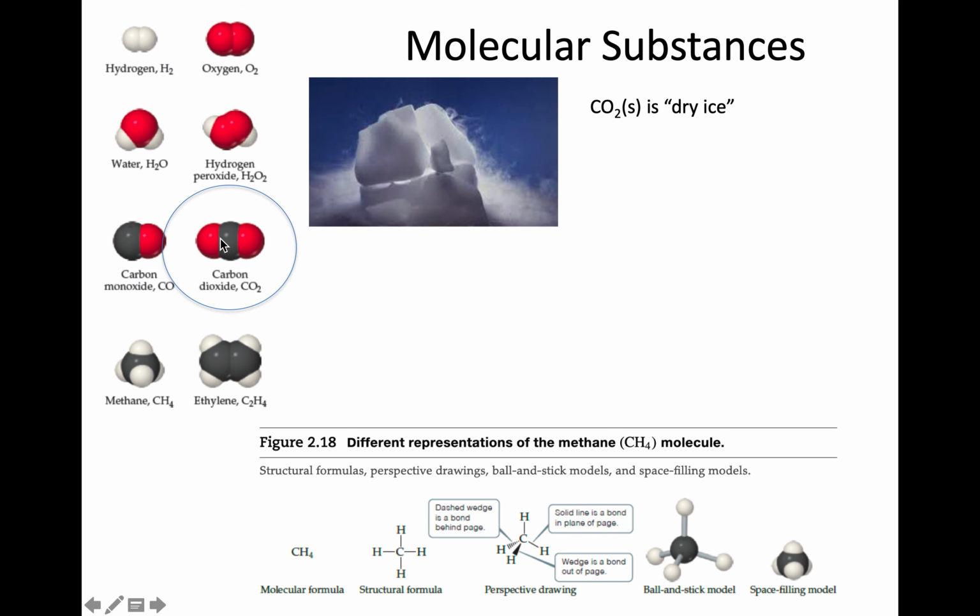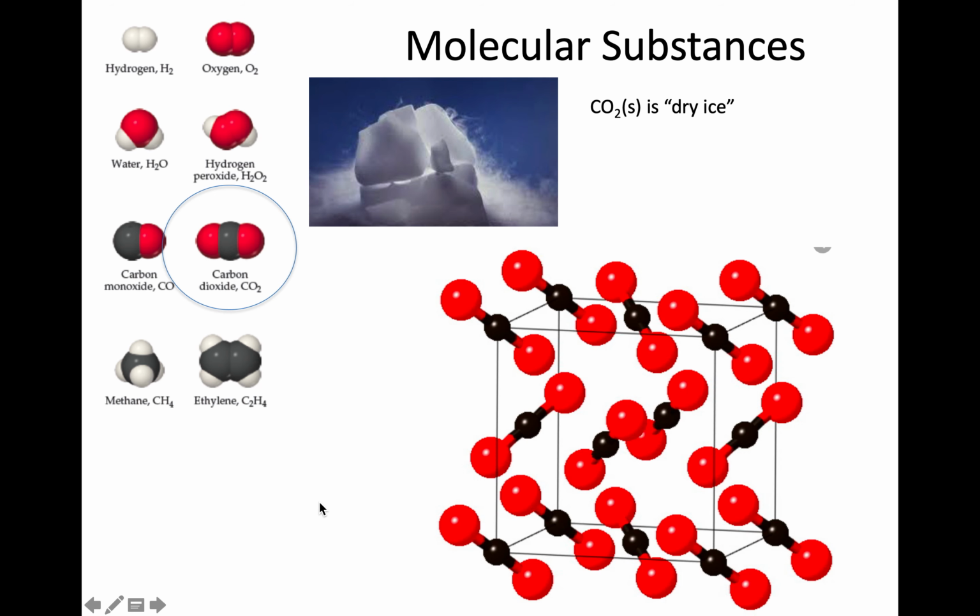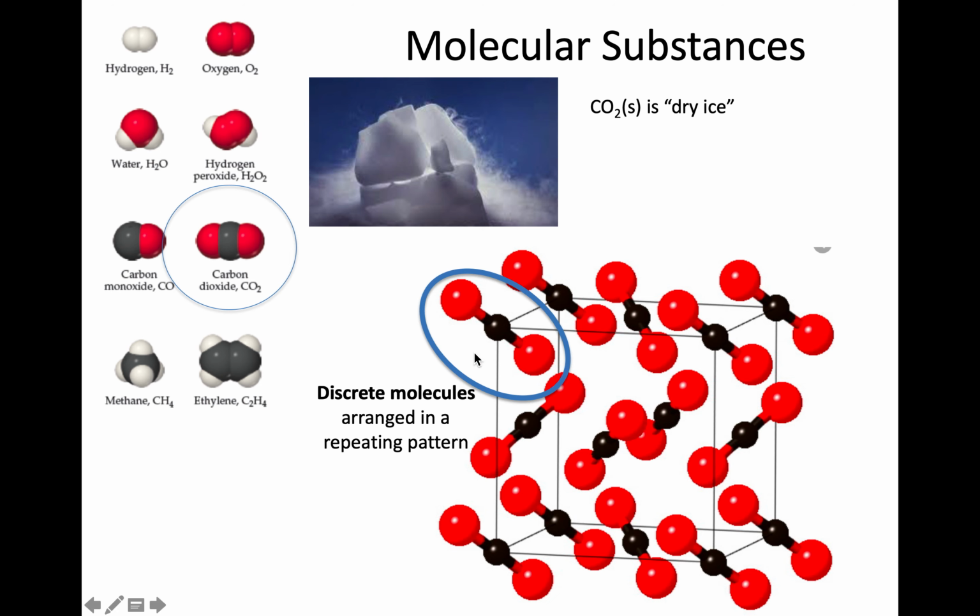Here we have a depiction for carbon dioxide. CO2 solid is dry ice, another name for carbon dioxide. If we were to look at this as a solid form, here's a representation for CO2 solid. A couple takeaways from this. When I see this molecular substance as a solid, I see that I have these discrete molecules of carbon, oxygen, and oxygen. That discrete molecule shows up again and again.